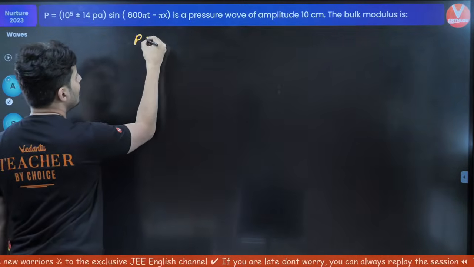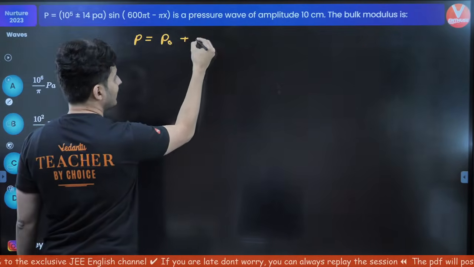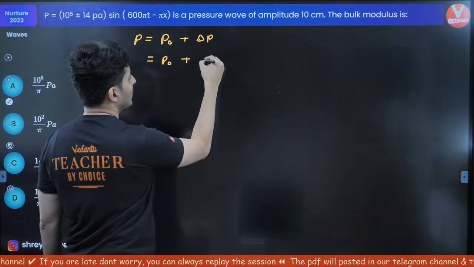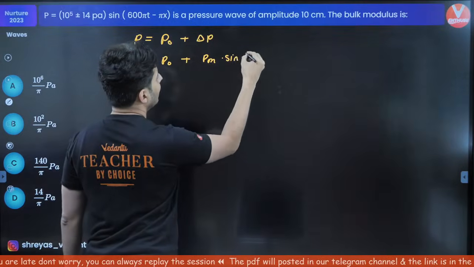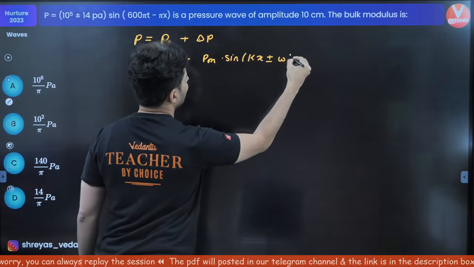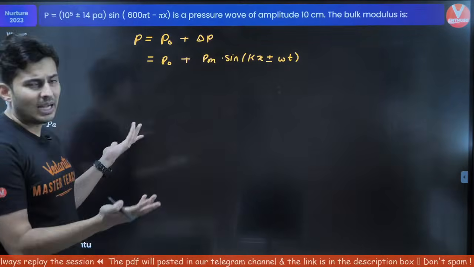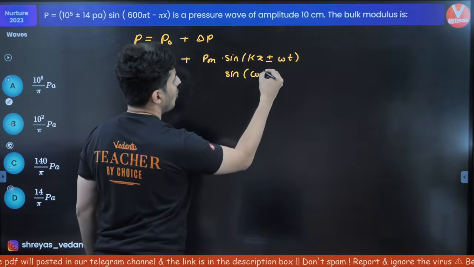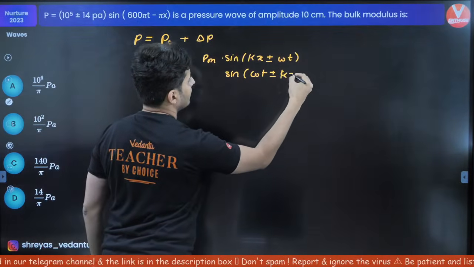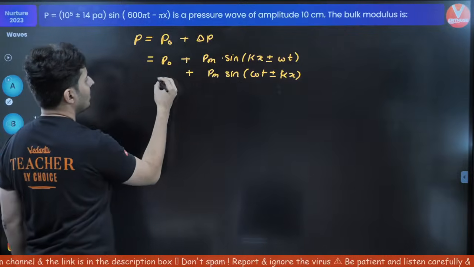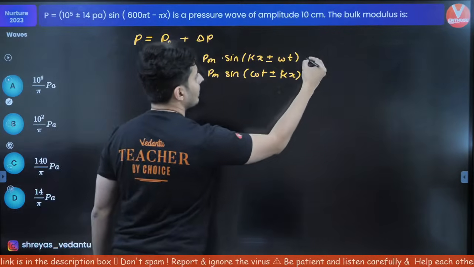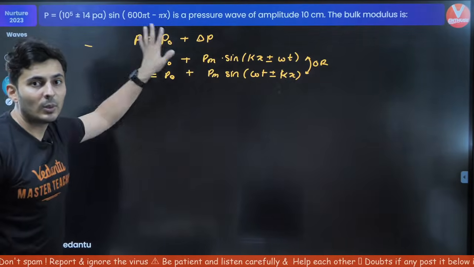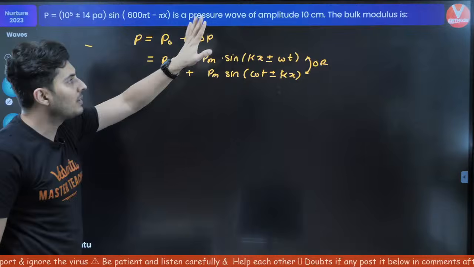I told you pressure at any point is atmospheric pressure plus that excess pressure, and that excess pressure is nothing but your Pm, and you have sine, and then you have Kx plus minus omega t. You can also have omega t minus Kx also. I think over here omega t is first, so it's okay. You can also have sine of omega t plus minus Kx. This is also fine. Either this or this. Now compare these two, you will quickly realize which one is what, and you can immediately figure out what the bulk modulus is.